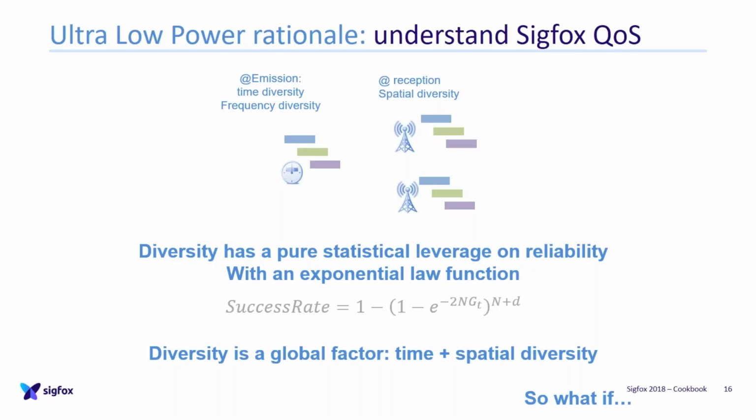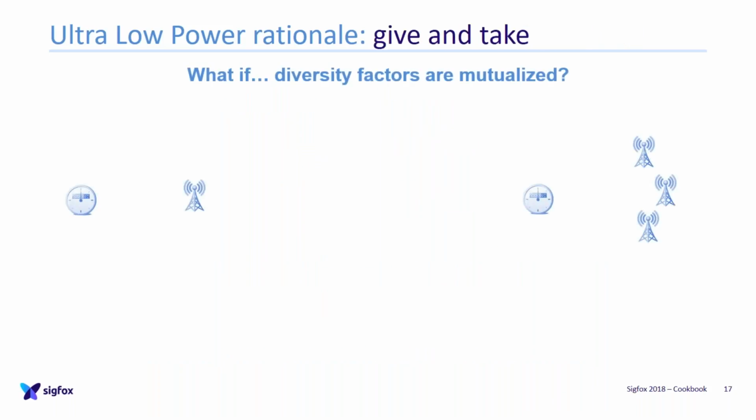Now, we've seen the bottom-up approach: time diversity and frequency diversity on the device, spatial diversity on the network. But diversity is a global factor. Diversity is not only time and spatial, but the sum of both. So what if I look not at bottom-up, but at top-down, and say I have a global factor of diversity to provide the quality of service to the customer, and I mutualize this diversity. I try some other approaches.